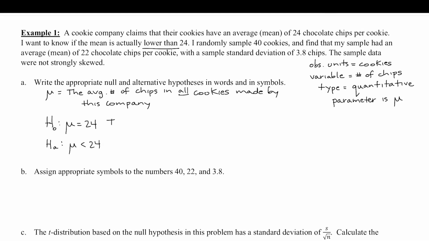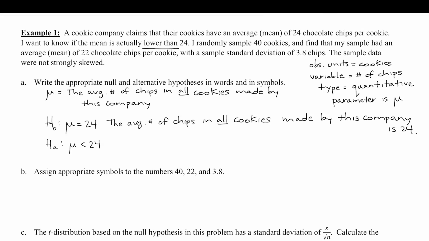All right, so if I were going to write this in words, the average number of chips in all cookies, so I'm rewriting what the symbol mu stands for, made by this company, is 24. So again, I don't know the value of the parameter, but I'm going to assume that it's 24 just to be able to run my analysis.